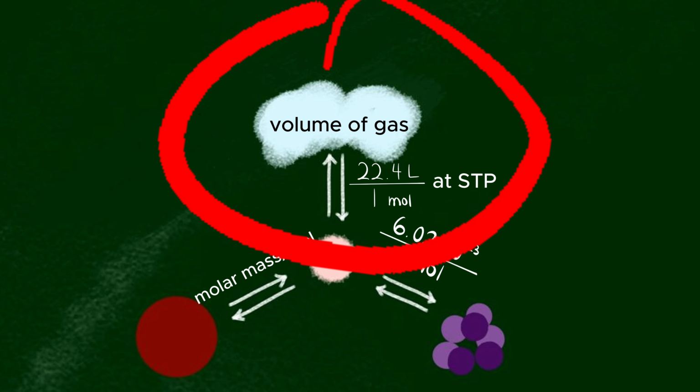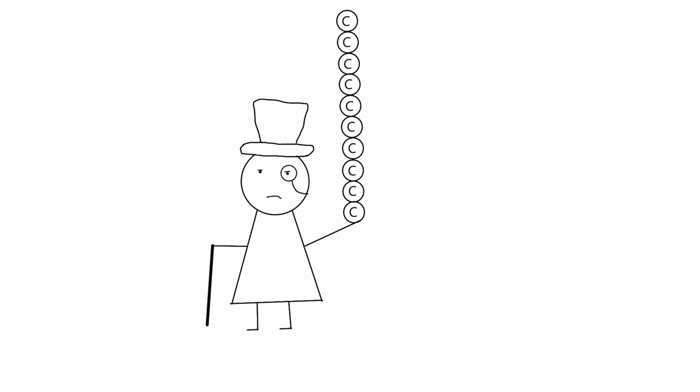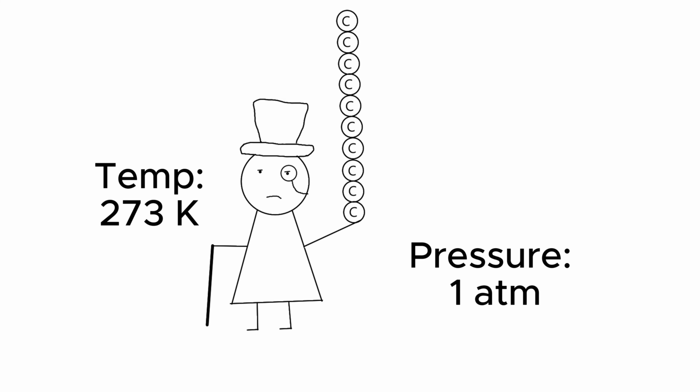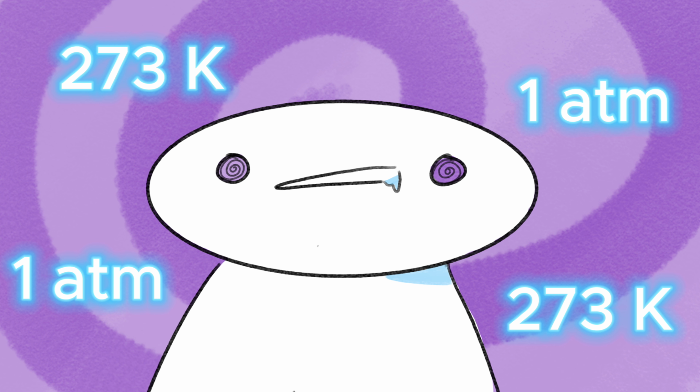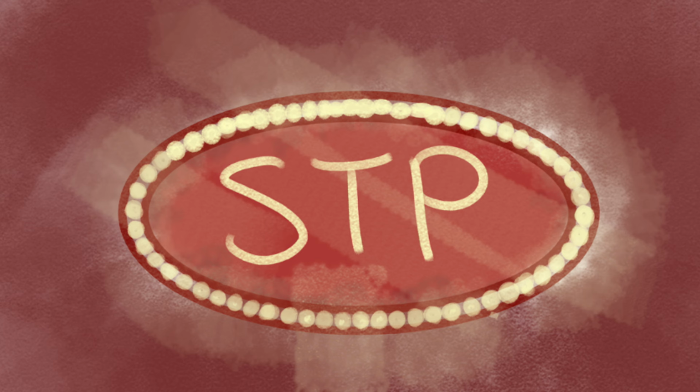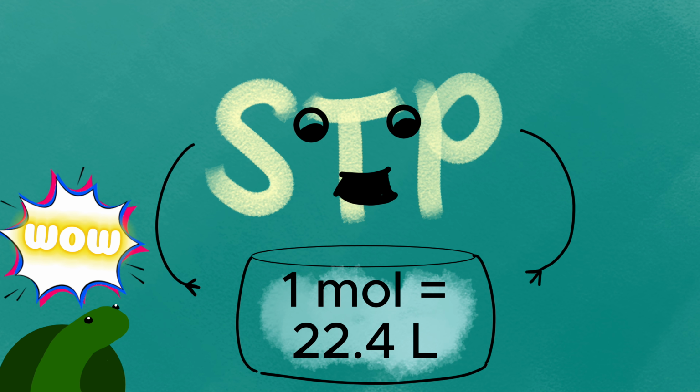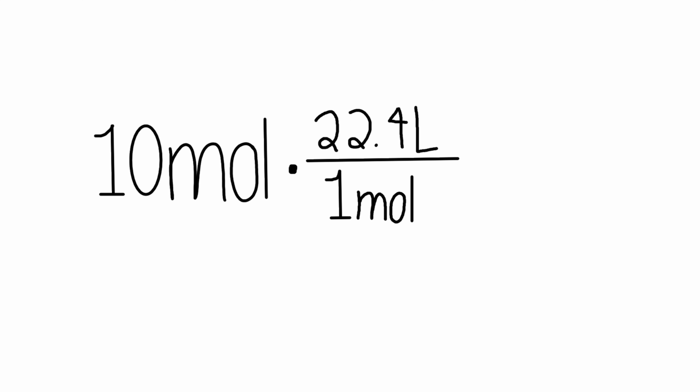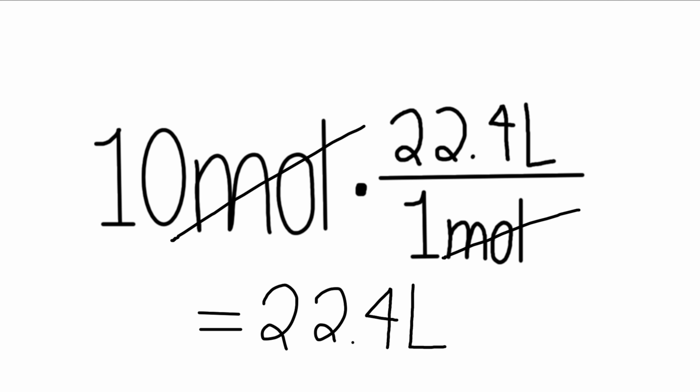For moles to volume conversion, consider this query. Caesar doth possess 10 moles of carbon. The temperature of the sample is 273 degrees Kelvin, and the pressure is 1 atmosphere. What be the volume of this sample? At first glance, the details of temperature and pressure may seem but trifling matters, yet in reality, they are of the utmost importance. 273 degrees Kelvin and 1 atmosphere are in truth the units for STP, which stand for standard temperature and pressure. At these precise conditions, 1 mole is equivalent to 22.4 liters. Thus, take that number of moles and multiply it by 22.4 liters per mole. And with that, thou hast found thy answer.